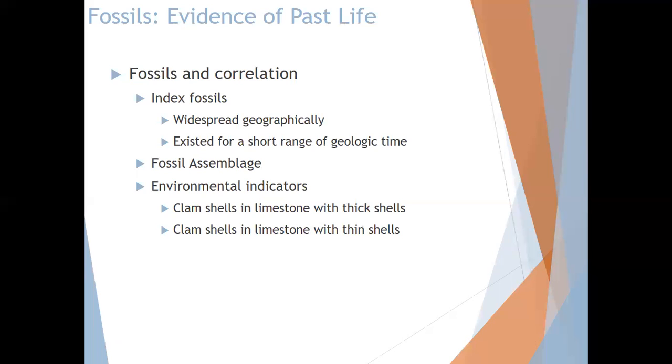Well, why might a clamshell have thick shells? Well, we find today that those that grow in intertidal zones with a lot of wave action have to have thick shells, whereas those that grow in deep, calm, offshore waters have thin shells. So we can actually use the fossils to figure out something about the environment that the animal lived in while it was alive.